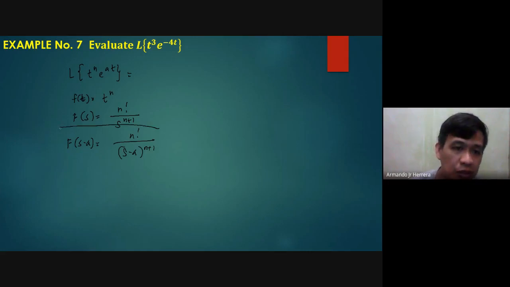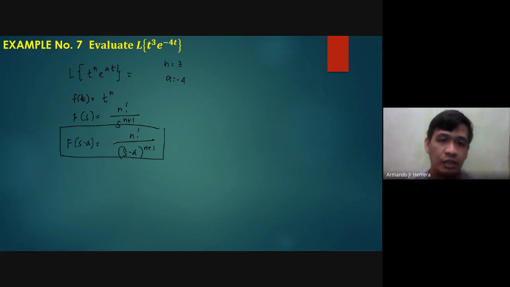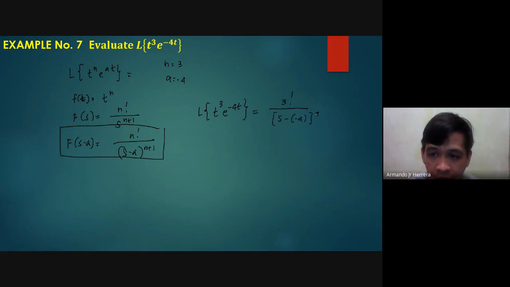So what we will use is this particular formula. Our n here is 3, and our a is negative 4. Substituting into this formula, the Laplace transform of t cubed e to the minus 4t is equal to n factorial, so that's 3 factorial, over s minus negative 4 raised to n plus 1.